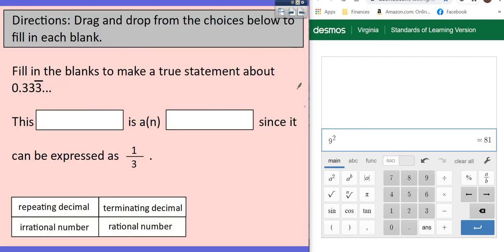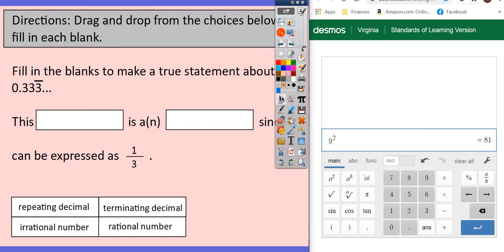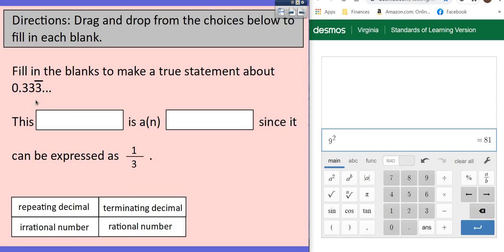Alrighty, let's look at this next thing down here. It says, drag and drop from the choices below to fill in each blank. So it says fill in the blanks to make a true statement about 0.333333333 repeating. Okay, so it says this blank is a blank since it can be expressed as 1/3.